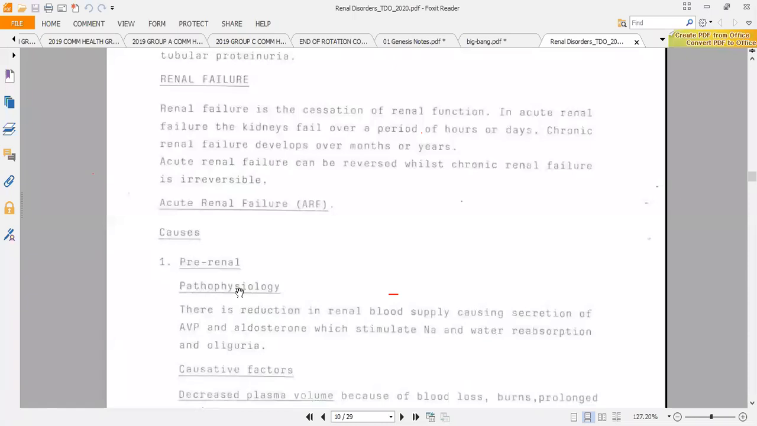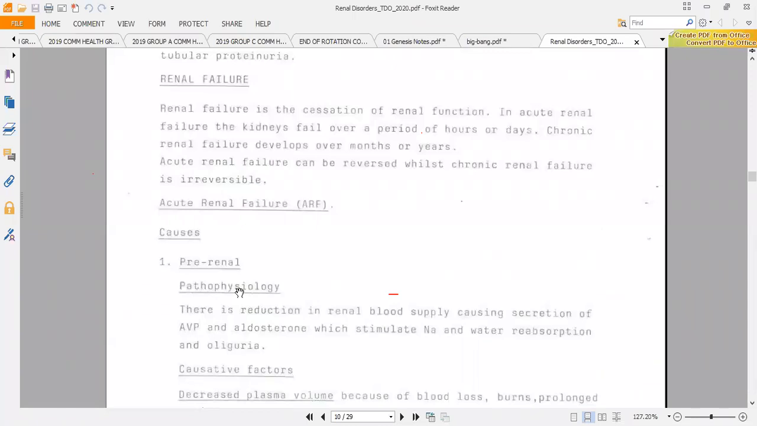Or we could have chronic renal failure, or chronic kidney disease. So one of them is acute, one of them is chronic. The difference is that the acute one is reversible, okay? But if you don't do anything about the acute one, then you get into the chronic one. The chronic one is irreversible. So that's the main difference, okay?